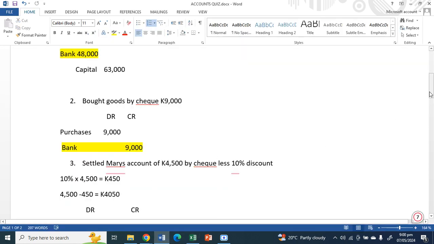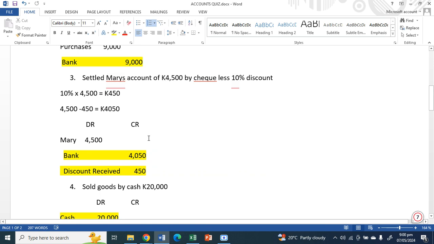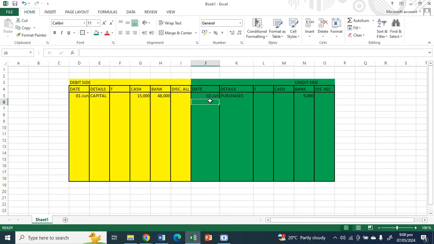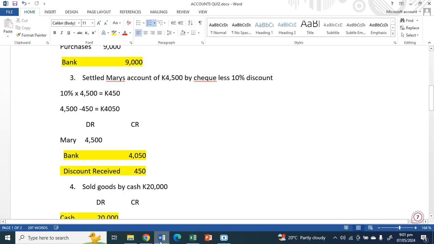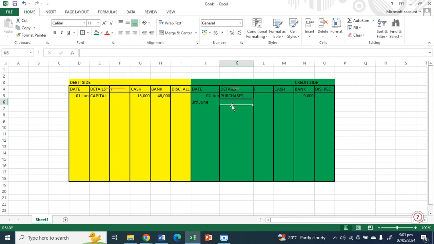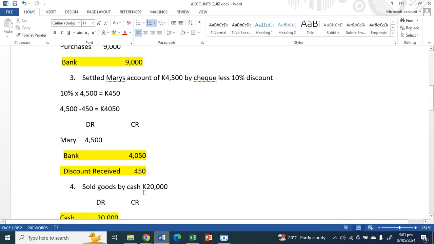All right, the next transaction, 3rd June, we've got discount received and bank credit side. So 3rd June, Mary, so bank 4,050, discount received 450.